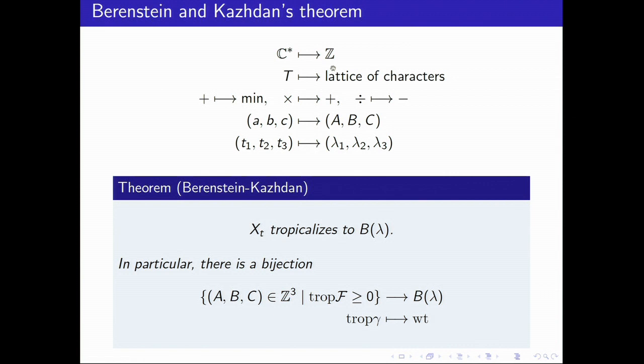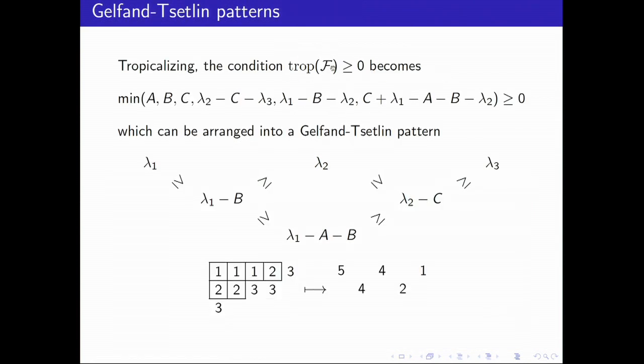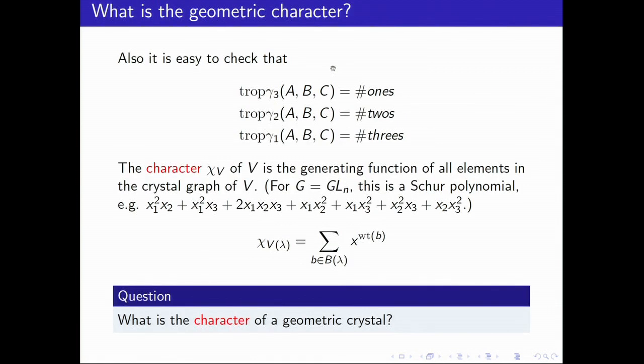A minimal statement about this theorem is that this set has a cardinality given by the Weyl dimension formula. You can also check that it's compatible with the weight function, so that if you tropicalize this gamma, which is this diagonal 3x3 matrix with three entries, and you tropicalize each of them, you get the number of ones, twos, and threes in the tableau.